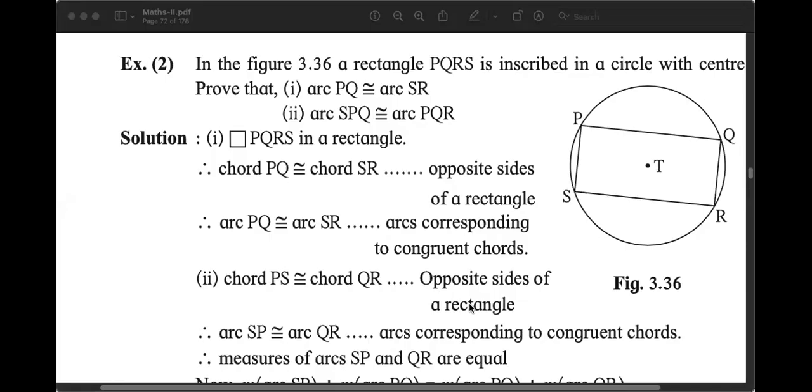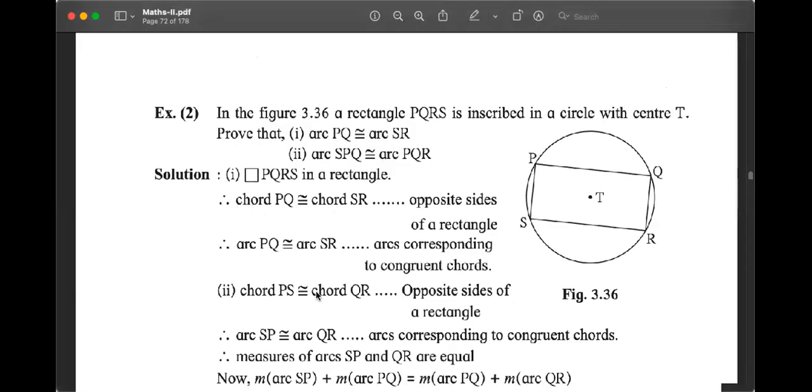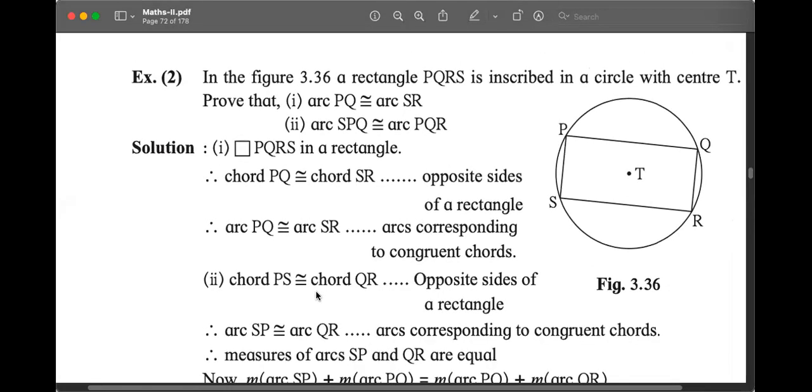Example number 2, solved example on page number 63. There is a rectangle inscribed in a circle. Inscribed मतलब उसके अंदर में बना हुआ, such that the vertices of a rectangle are on the circle. That is the meaning of inscribed in a circle with center T.